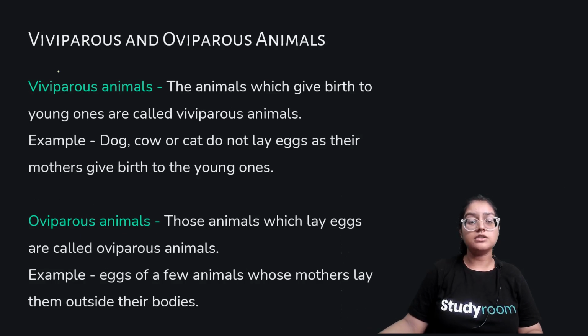So why do hens, being internal fertilizers, not have their gestation period in the womb of the females? There are two kinds of organisms, viviparous and oviparous. The animals which give birth to young ones are called viviparous. For example, dog, cow and cat do not lay eggs, but give birth to young ones. Oviparous animals lay eggs. For example, hen, and even our frog comes under oviparous organisms. So viviparous organisms give birth to young ones, while oviparous organisms give birth in the form of eggs. They lay eggs.